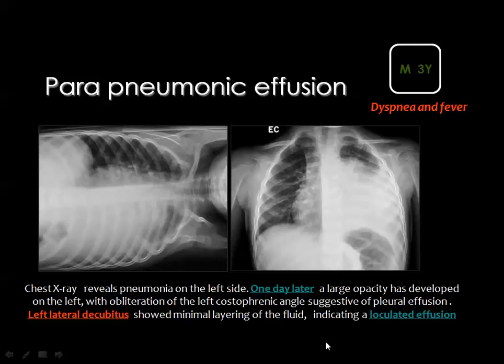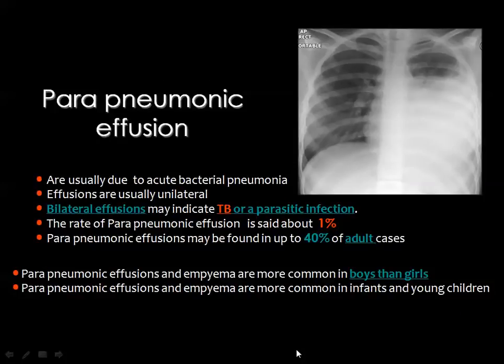We use the ultrasound, which is very good, very rapid, and very accurate in diagnosis of pleural effusion associated with pneumonia. Then the effusions are usually due to a spread of infection from the lung to the pleura, and effusion is usually unilateral, confined to the side of the pneumonic consolidation. And according to the literature, if you got bilateral pleural effusion, you may think of TB or parasitic infection.